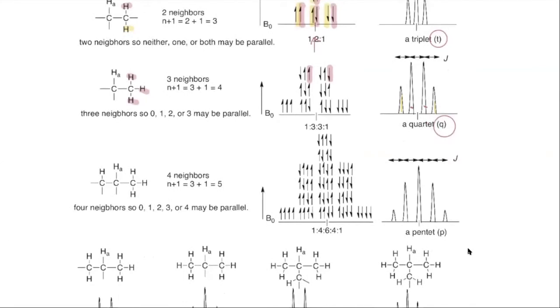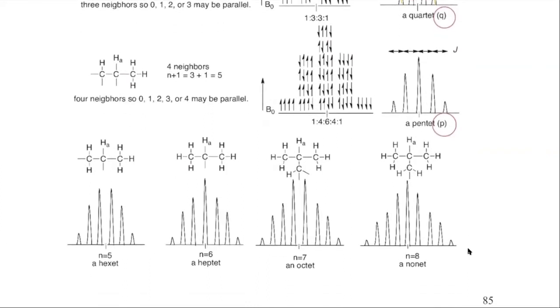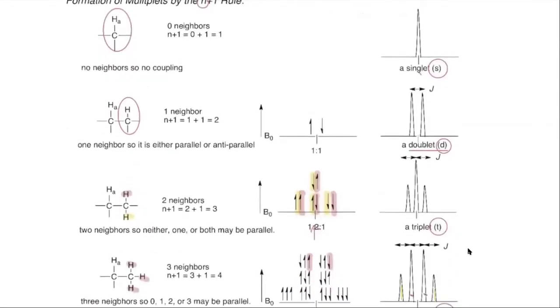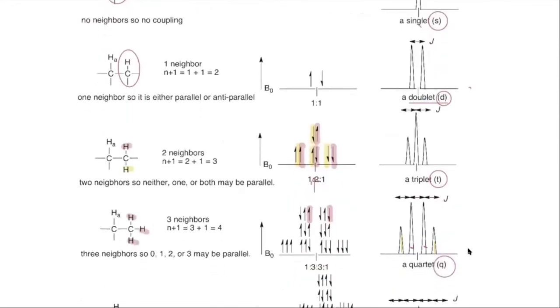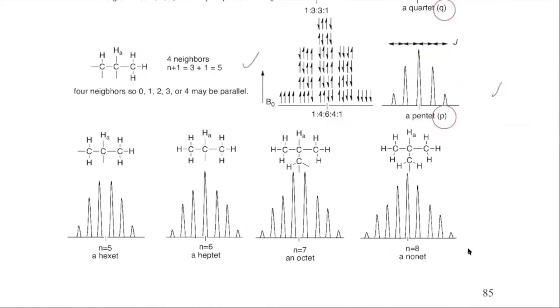Similarly, you're going to see a pentet. I'm not going to go through each of them, and then there are more numbers for you to memorize. It's always going to be one more peak than your neighbors. So N is your neighbors. If you have one neighbor, you're going to see 2 peaks. 2 neighbors, you're going to see 3 peaks. 3 neighbors is going to be 4 peaks. 4 neighbors is going to be 5 peaks. Right? So you're always expecting to see one more peak than your number of neighbors.